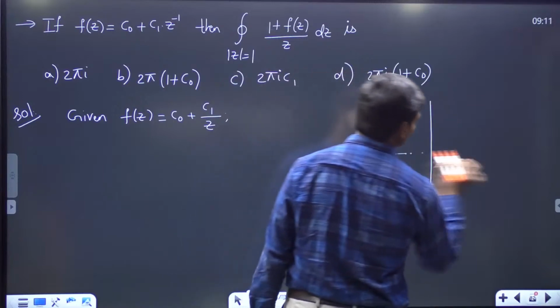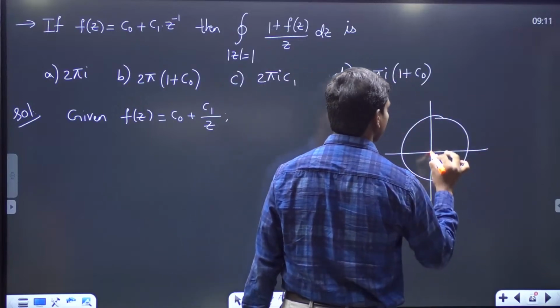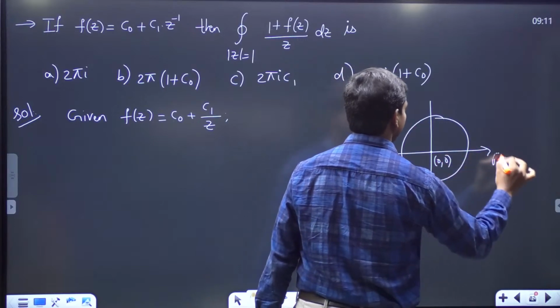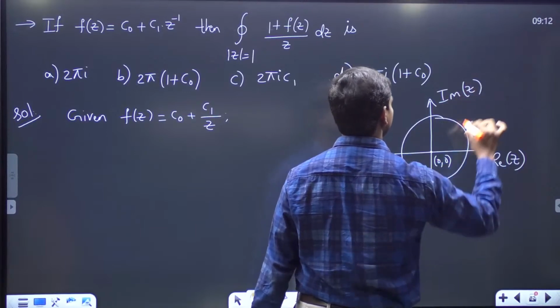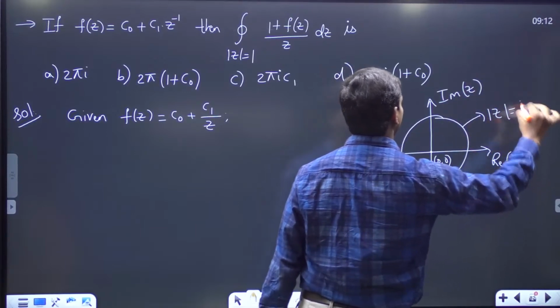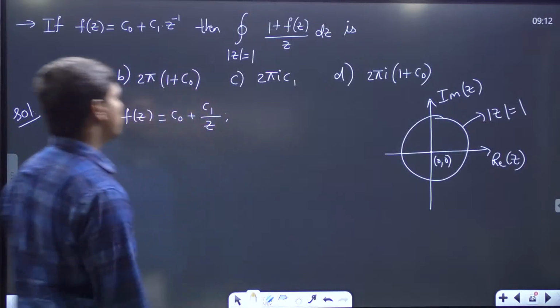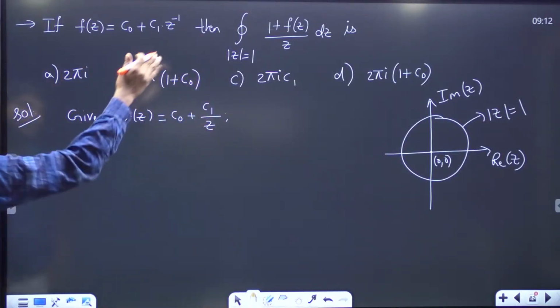Yes, Pavina, it's correct. The answer is pi for that last question. So 0, 0, real part of z, and this is imaginary part of z, and this is the curve, mod z is equal to 1. So if this is mod z is equal to 1, then let us calculate the term 1 plus f of z by z.